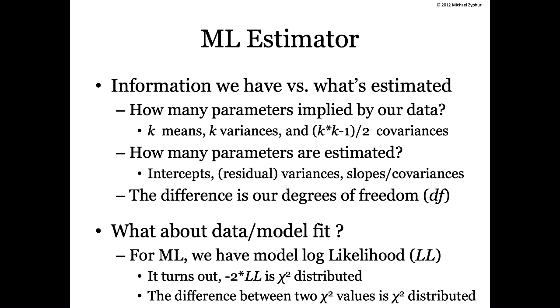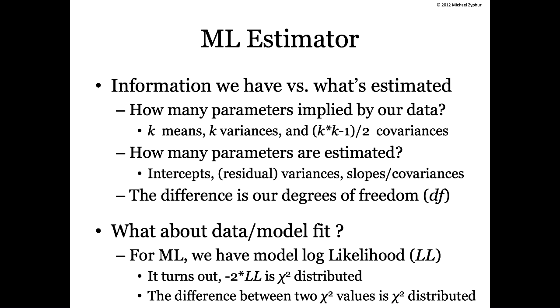The intercepts are estimated based on the observed means, right? The variances or residual variances are estimated based on the observed variances, and the slopes and the covariances are estimated based on the observed covariances. That's one way to think about this. The difference between the number of parameters that you estimate and the amount of information the observed data have to offer you for model estimation is our degrees of freedom, or DF.